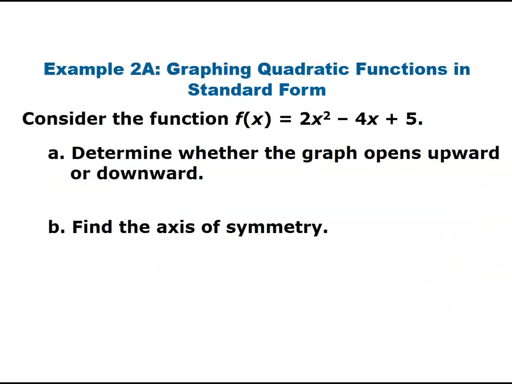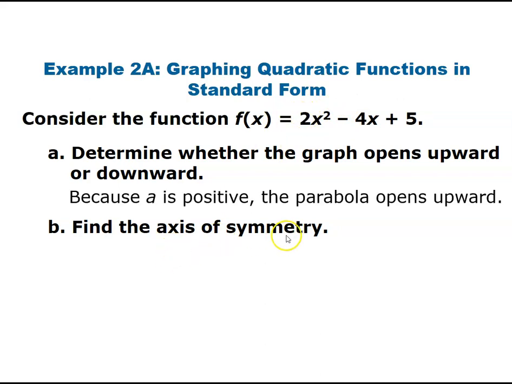Okay, so consider the function f of x equals 2x squared minus 4x plus 5. Determine whether the graph opens upward or downward. Looking at the function here, we can see already that a is positive. If it is positive, it is upward. Then find the axis of symmetry. Because a is positive, the parabola opens upward.